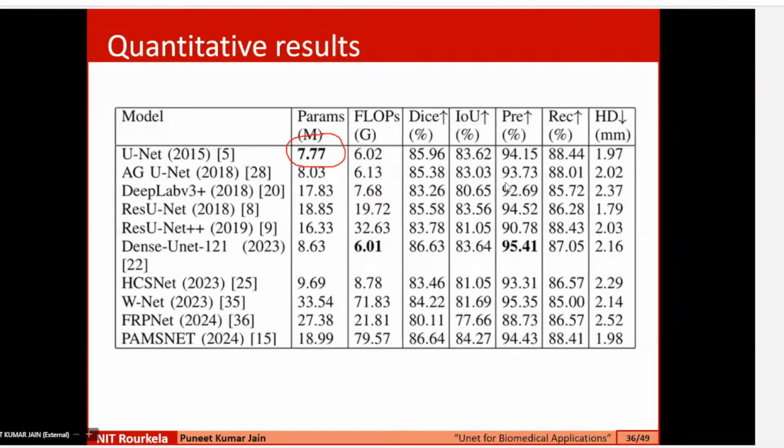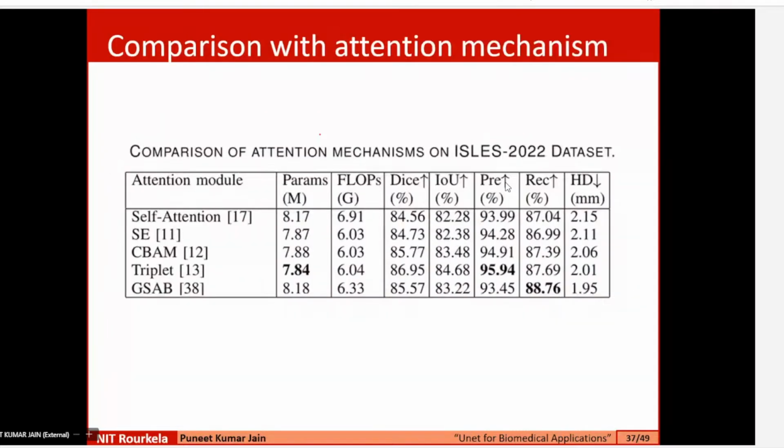Then we are also trying to incorporate various attention mechanisms. This is again a comparison of the various popular attention mechanisms. If you have heard about the self attention mechanism, squeeze excitation mechanism, then the CBAM module, the triplet module, then global self attention block module, etc.